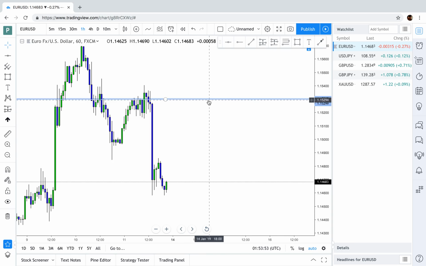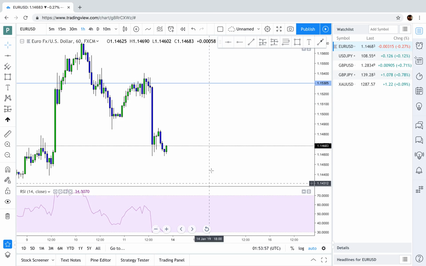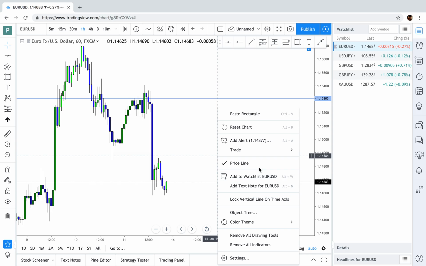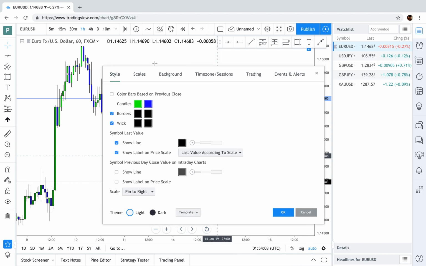And it's going to be showing, like right here, for instance, this is the bid price. If I were to show the ask price on here, let me see if I can figure it out real quick. Price line, trade. See if I can pull it up here real quick.